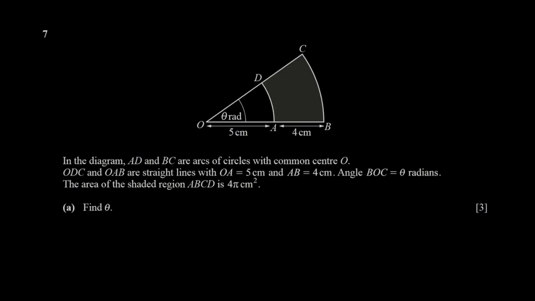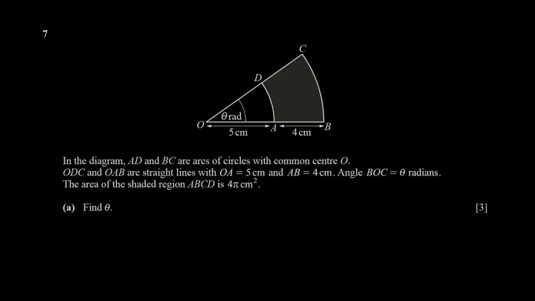All right, question 7, which is a circular measure style of question. In the diagram, AD and BC are arcs of circles with a common center O. ODC and OAB are straight lines with OA is 5 and AB is 4. The angle BOC is theta radians, and the area of this shaded region here is 4 pi. Want to find the angle theta.